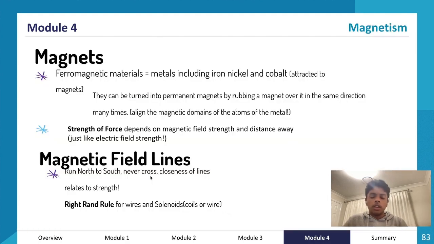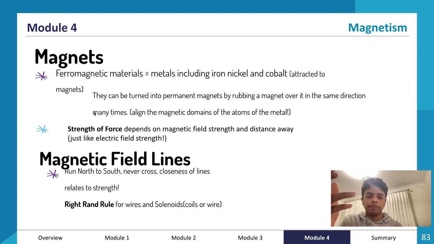Okay, now we can go through magnets, so magnets and magnetic field lines. Ferromagnetic materials are metals including iron, nickel, and cobalt. Basically, they have little domains inside of them that you can change to align in one direction, and when these domains align, they become magnetic. By rubbing a permanent magnet over ferromagnetic materials, we align the domains so that we have a north pole and a south pole, and we make it magnetic. That's what ferromagnetic metals are.